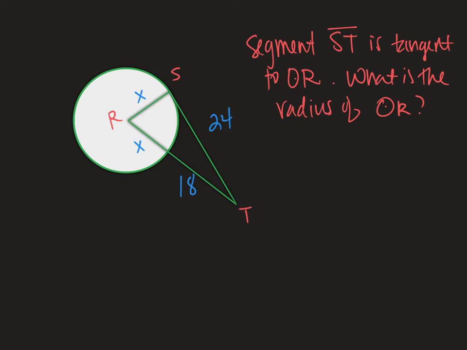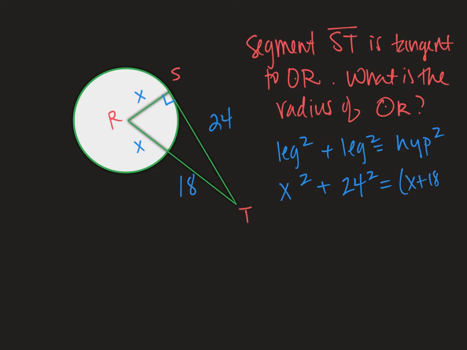This is given that ST is tangent to circle R. So, that means that this right here is a right angle. That also means that this should be a right triangle and the Pythagorean theorem should hold. So, remember, that's leg squared plus leg squared is equal to the hypotenuse squared. So for us, our leg is x, that's our RS, and our other leg is 24. And then that's equal to x plus 18, which is actually the length of the hypotenuse.